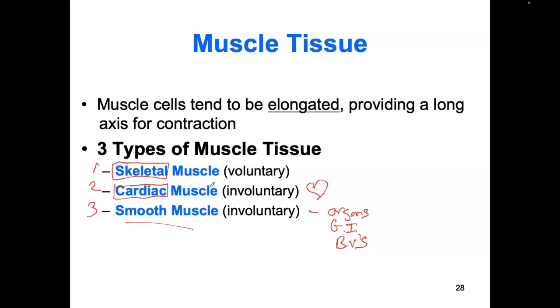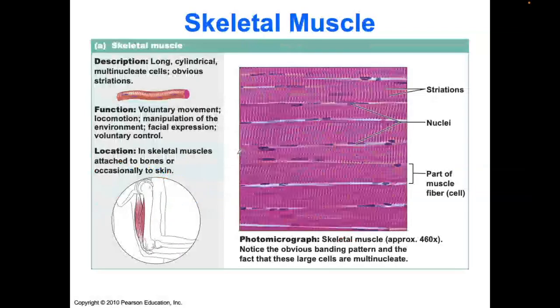Of the three, skeletal muscle is the only one that's voluntary, meaning it's the only one that you have conscious control over. Cardiac and smooth, you do not.